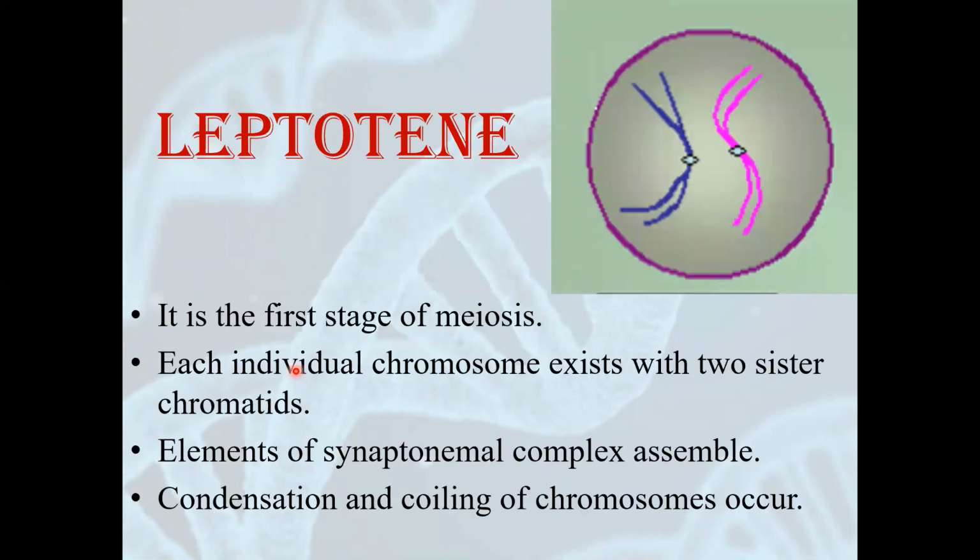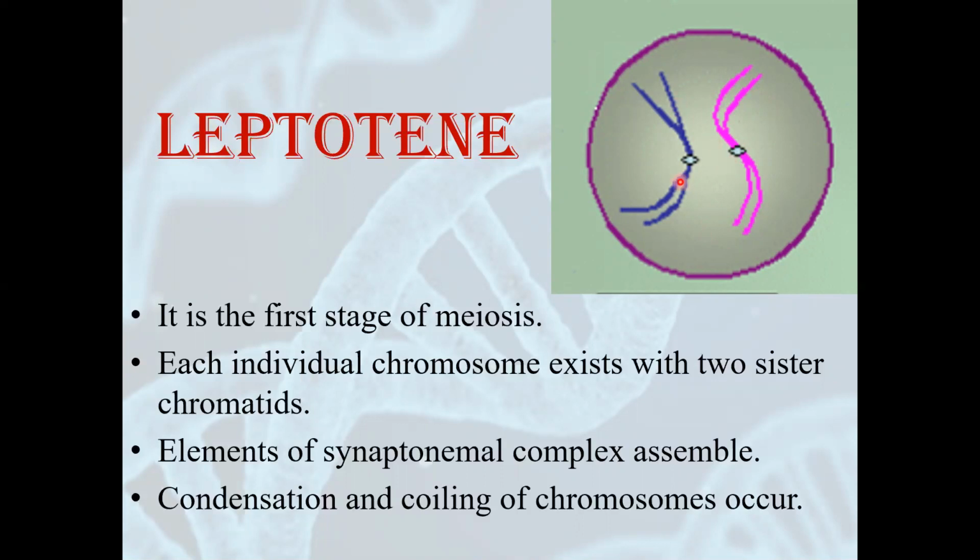First, we'll start with leptotene. This is the first stage of meiosis I. Each individual chromosome exists with 2 sister chromatids. You can see here, they have 2 sister chromatids. Elements of synaptonemal complex assemble. That is not visible in this diagram, but synaptonemal complex means some thread-like structures will be formed, which will bring these two homologous chromosomes together.